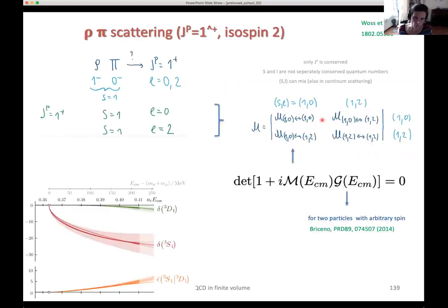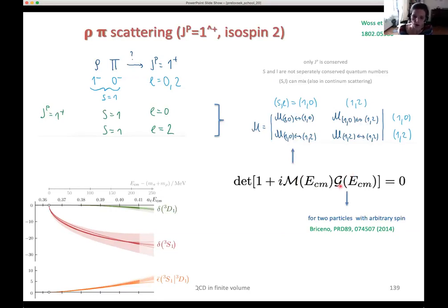Basically, if I don't want to go into details, I'm just telling you now about the scattering matrix. If you have these two possibilities, the scattering amplitude is again a matrix, because these can, via physical processes, turn into each other. So you have to again determine the scattering matrix.